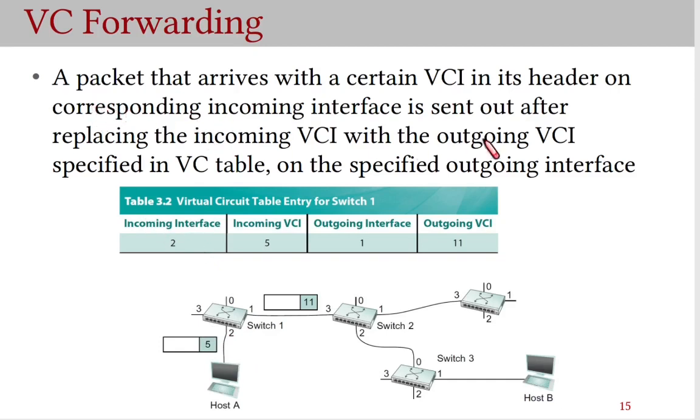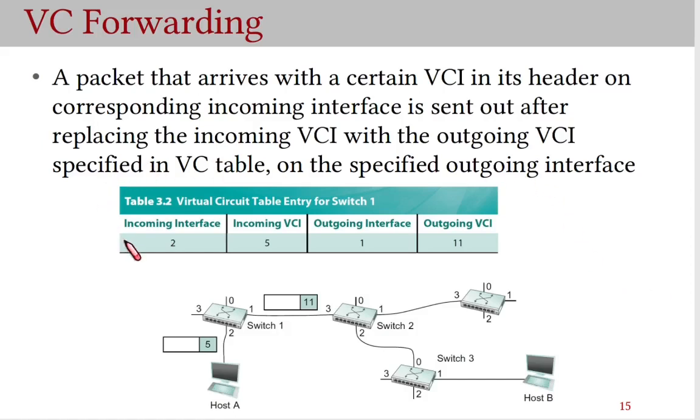Then this packet is sent out after replacing the incoming VCI with the outgoing VCI. So the incoming VCI is 5, the outgoing VCI is 11. So this 5 is replaced with 11. And then it's sent on the specified outgoing interface, which is interface number 1, right? So this packet is going to be sent on this interface.